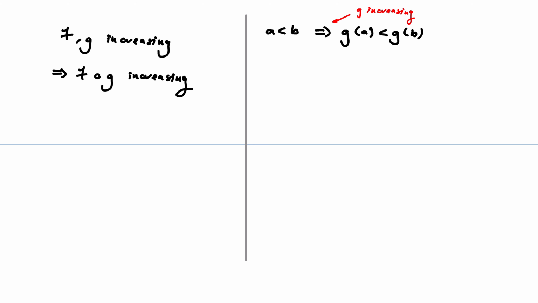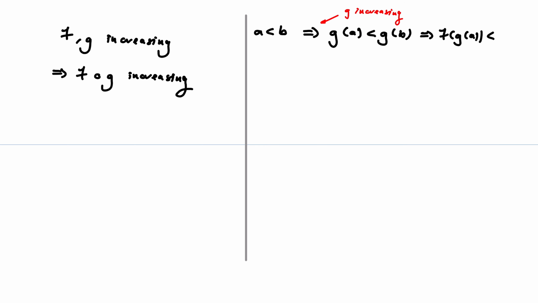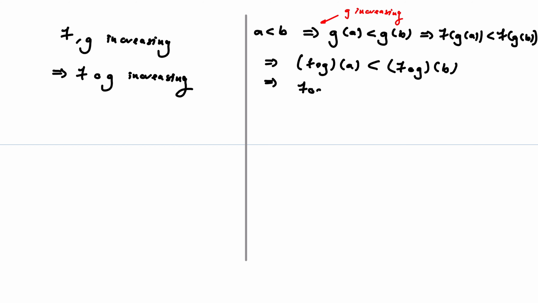But then f is increasing. So that means what? Well, if I feed these into f, the same thing has to hold. And that is literally the statement that f composed with g evaluated at a is strictly less than f composed with g evaluated at b. So by definition, f composed with g is increasing. So I've proven it, and this is an actual reason it's true.